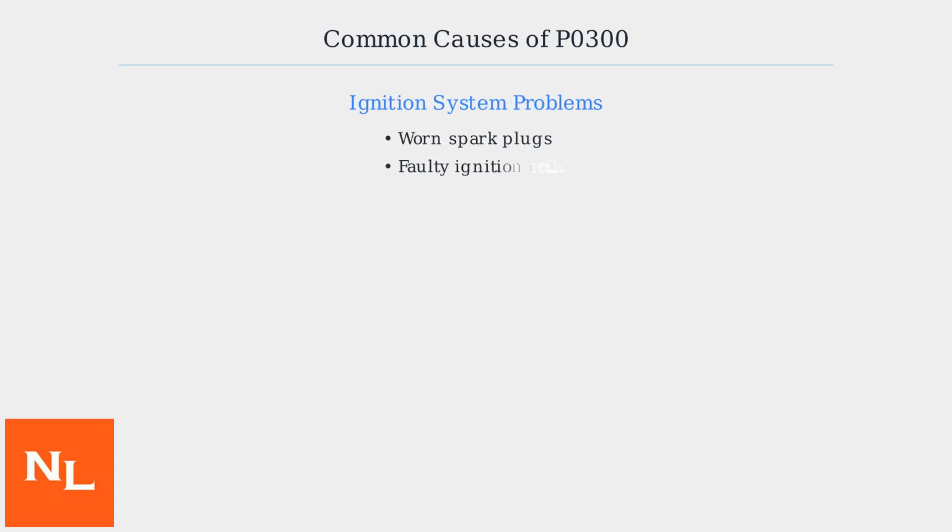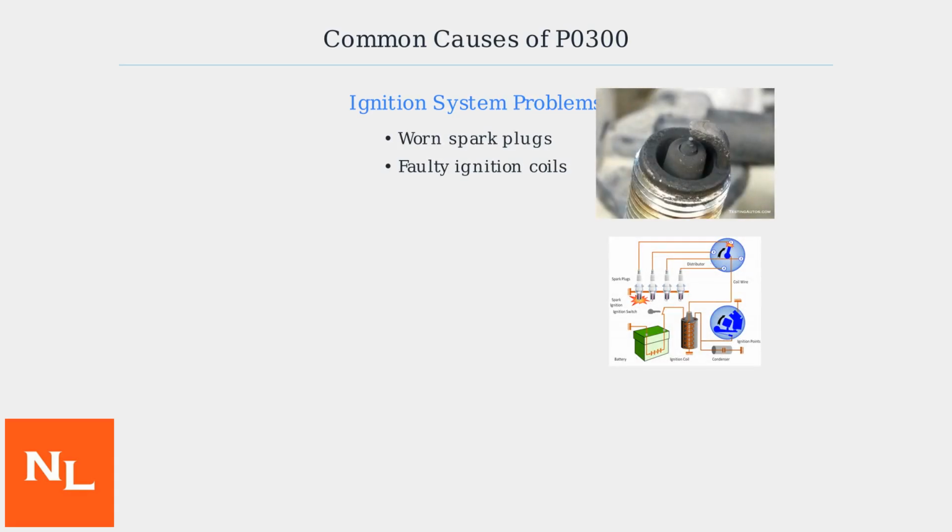Several factors can trigger a P0300 code, indicating random or multiple cylinder misfires. These include ignition system problems, fuel system issues, air intake problems, mechanical issues, and other potential causes. Ignition system problems are a common cause, including worn spark plugs that fail to create proper sparks and faulty ignition coils that don't deliver adequate voltage.